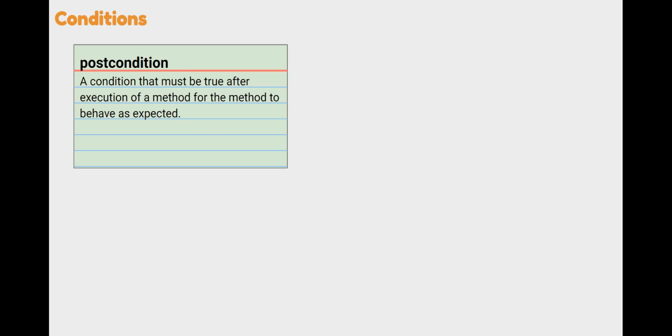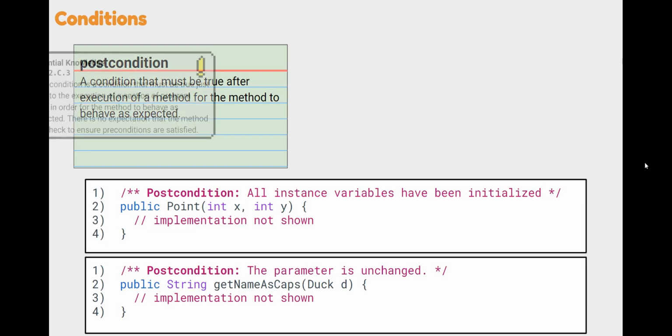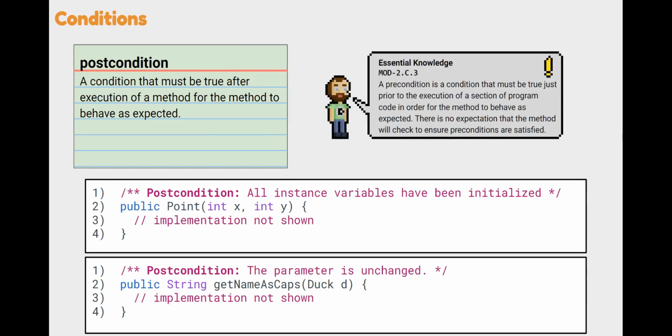We can also have a postcondition, a condition that must be true after execution of a method for the method to behave as expected. Here are a couple of postconditions that you can see. For the first example, this is a constructor. So our postcondition might be that all instance variables have been initialized. Remember, we said the point of a constructor is to initialize all of the instance variables to their original state. So the postcondition, in order for you to have written this so that this constructor works correctly, is that all instance variables will need to have been initialized.